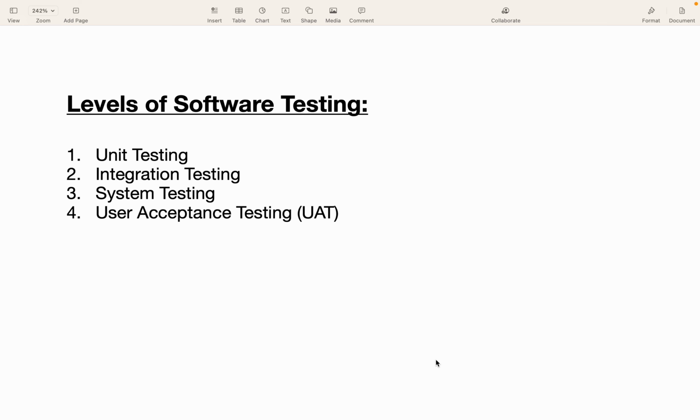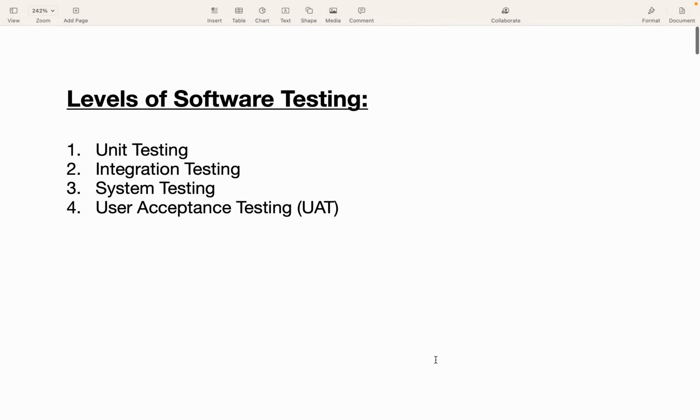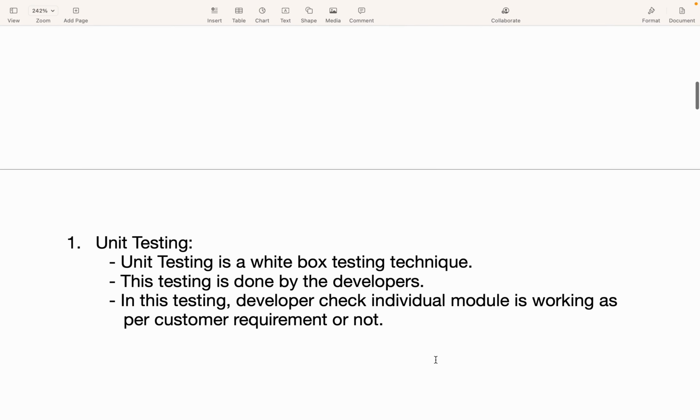Going to see levels of software testing. So, software testing is divided into 4 levels. First is unit testing, second is integration testing, third is system testing, and fourth is user acceptance testing. Let's see the first testing.